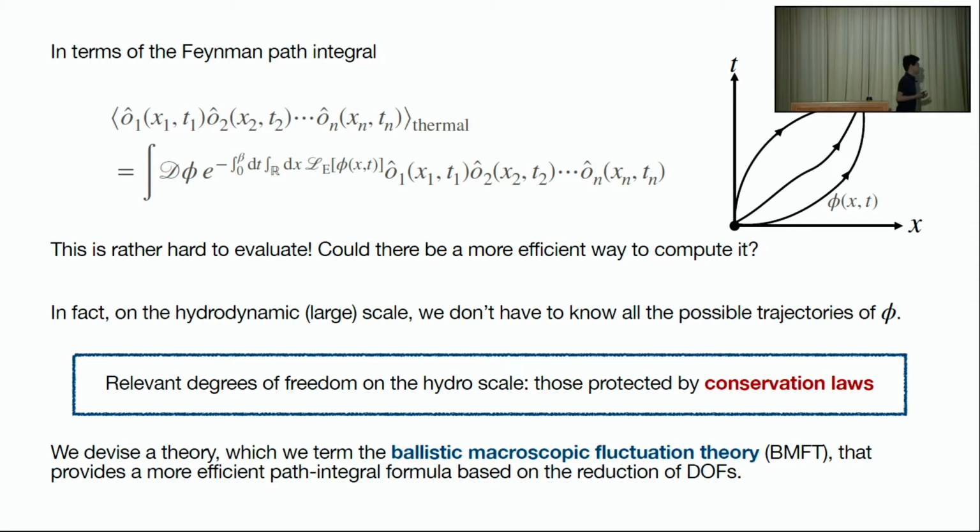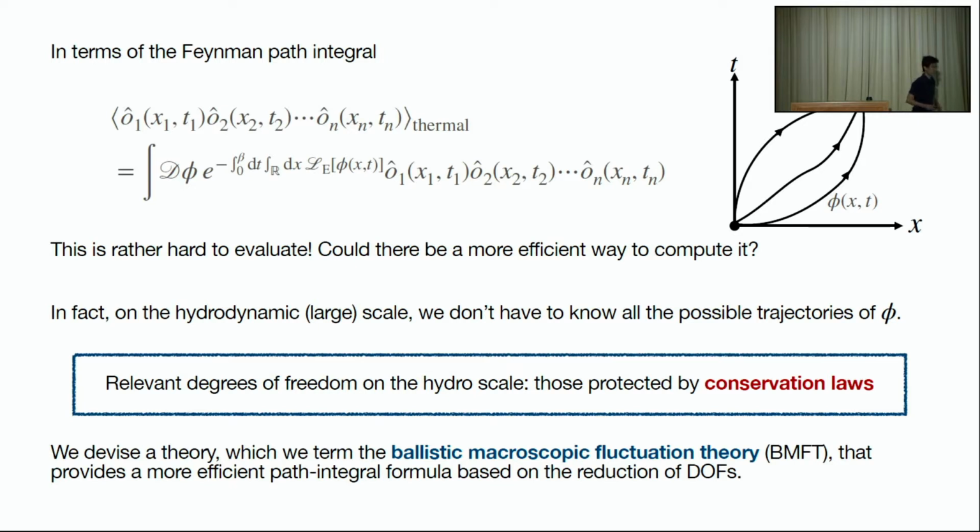Could there be a more efficient way to compute this kind of correlation function? And the answer is yes, if you really work with the scaling that I just mentioned, because on that scale, the only relevant degrees of freedom that matter are those that are protected by the conservation laws, meaning, for instance, the energy conservation law or the momentum conservation law. Or if your system is conserving U(1) charge, then of course that should also be taken into account.